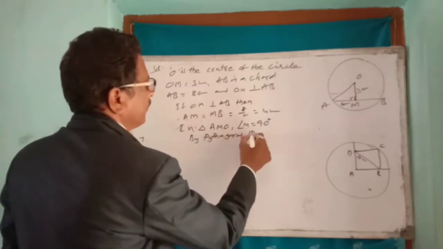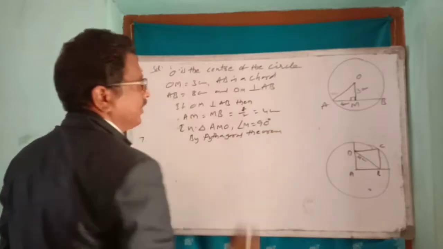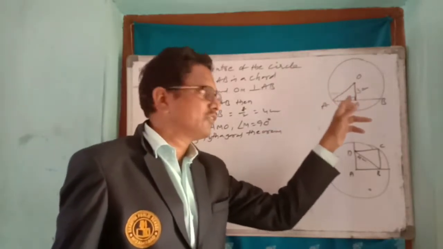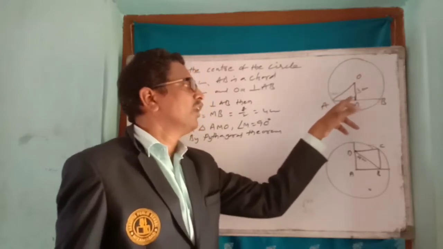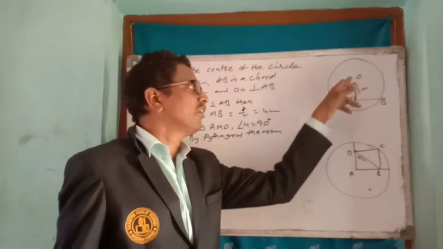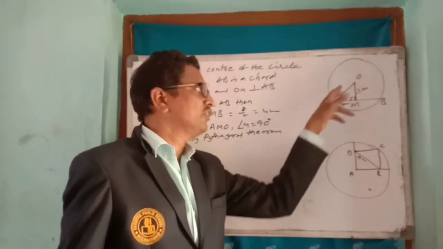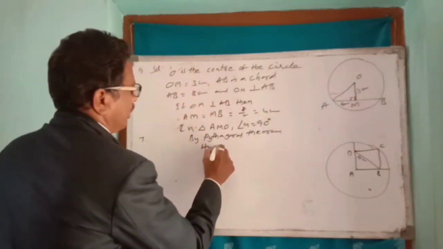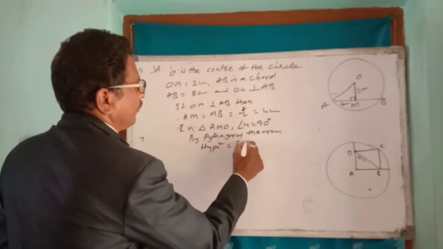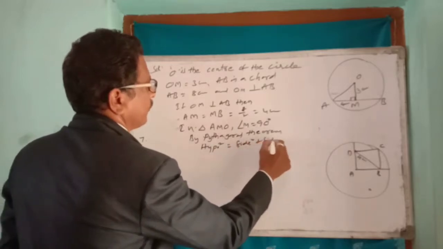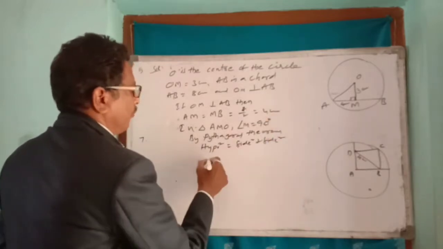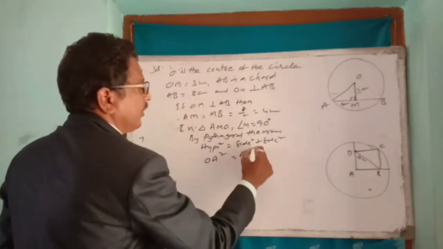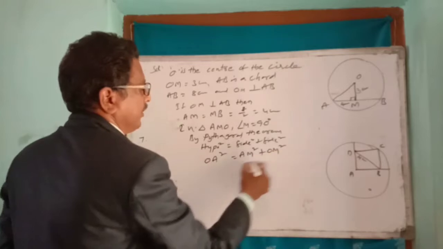what is the Pythagoras theorem? Hypotenuse square equals side square plus side square. This is the Pythagoras theorem. Hypotenuse is the side opposite to the right angle. So hypotenuse square equals side square plus side square. Here, the hypotenuse is OA. OA square equals AM square plus OM square.